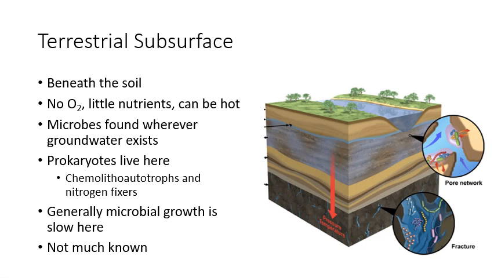Since there's very little nutrients around, the growth of microbes in the subsurface is going to be really slow. Even if the temperature is higher, which would generally speed up growth, there's just so little nutrients that no one can grow fast there. It takes a long time to get enough nutrients to build enough structures to actually double in size so that you can divide.